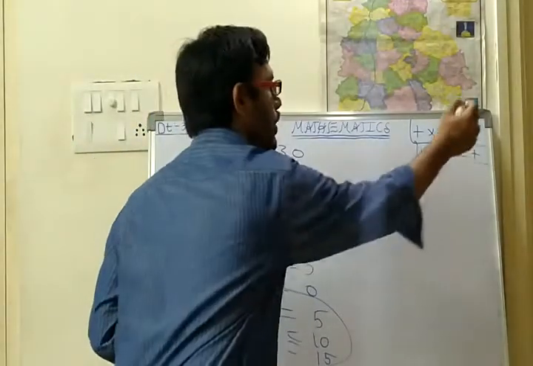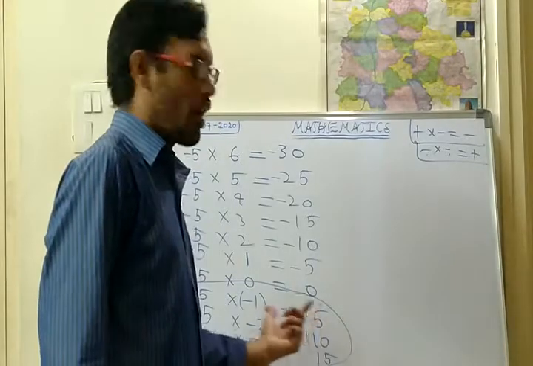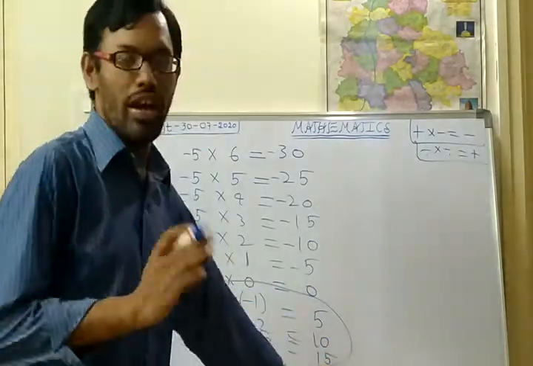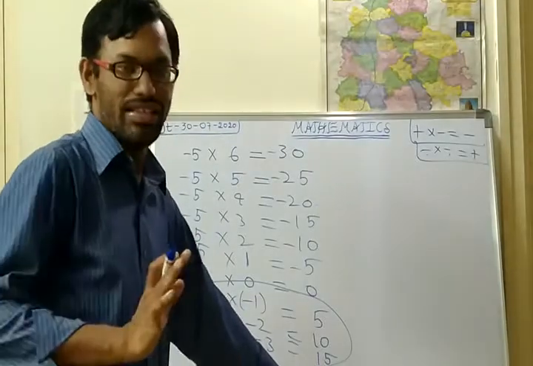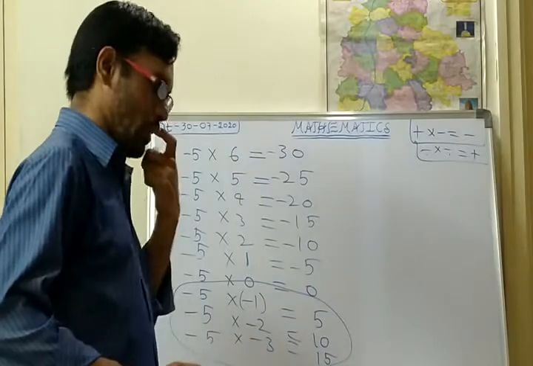Product of two negative integers is always a positive integer. Always a positive integer. I hope you are understanding this concept very easily. Is it right? So like this it will be, so you will get it.